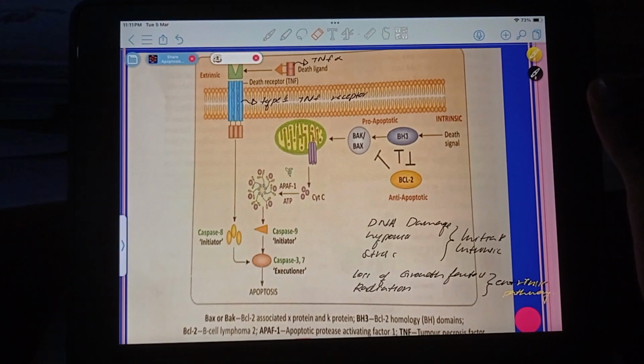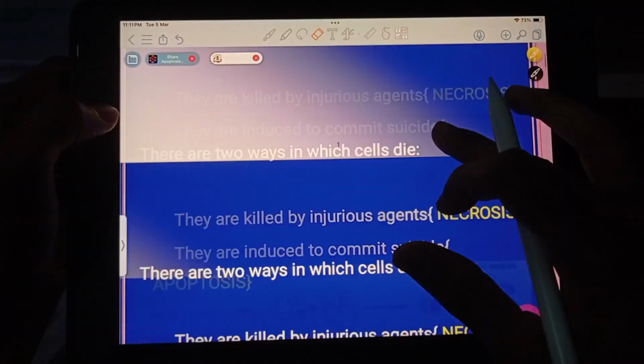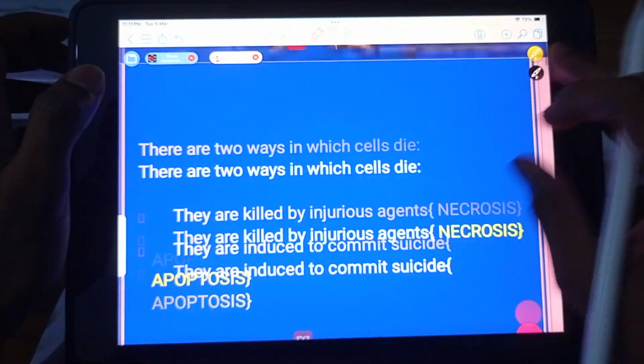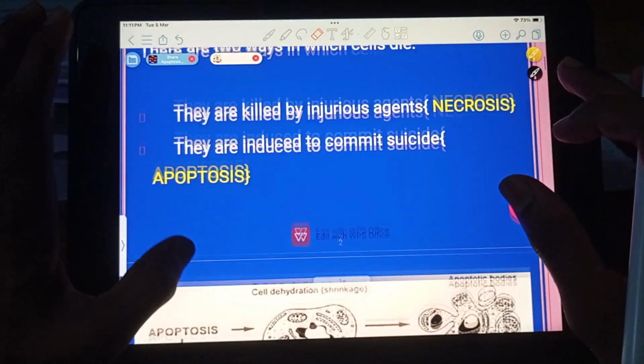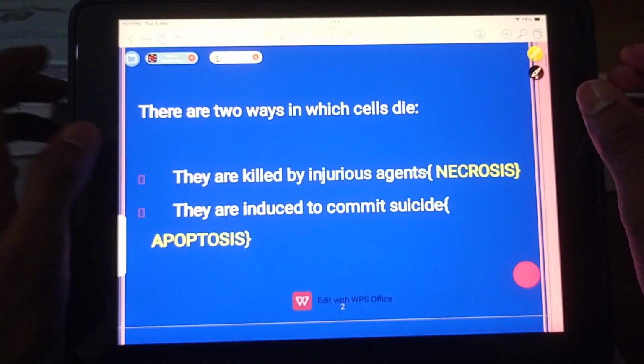Today I will be explaining apoptosis. Before going to the actual topic, I will be giving a brief orientation about what apoptosis is. So what is the meaning of apoptosis?